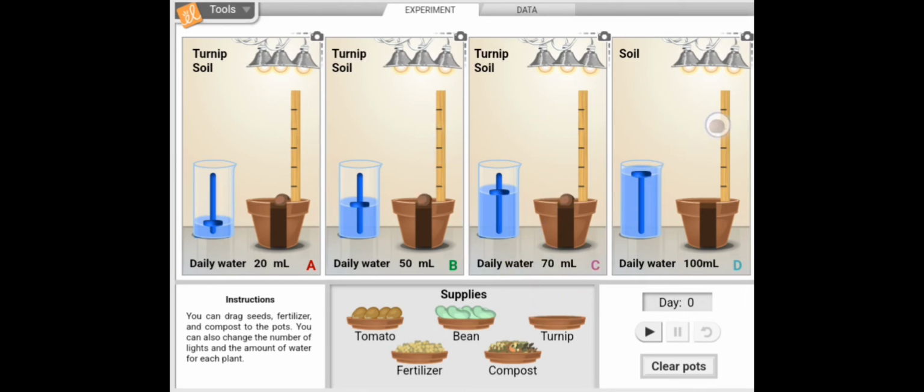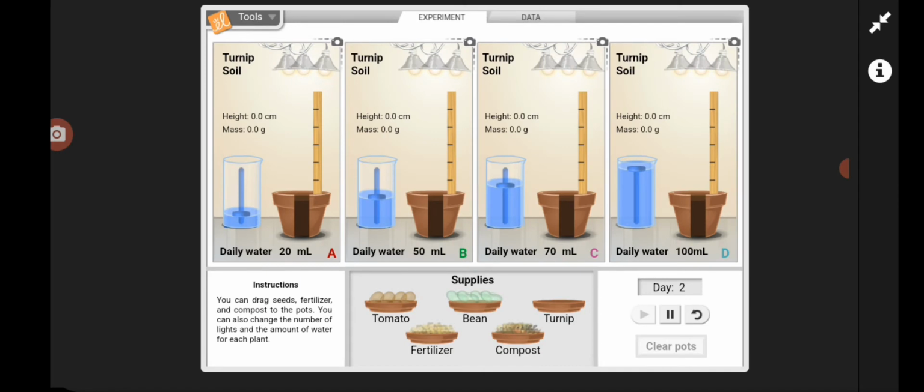Now we are going to insert what we know into paper. The type of seed is a turnip. The water a day varies from 20, 50, 70, and 100. The number of lights stay the same, number 3, and the type of soil is the same exact soil. Now let's play it to see our ending results.